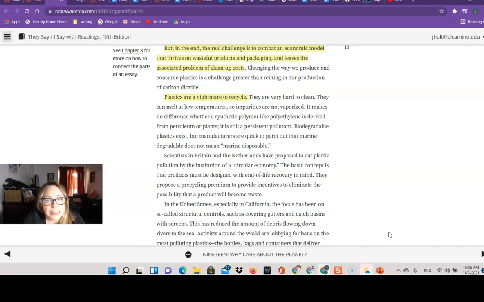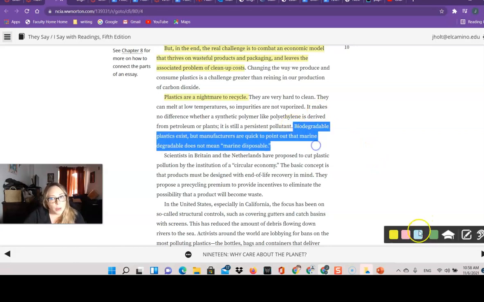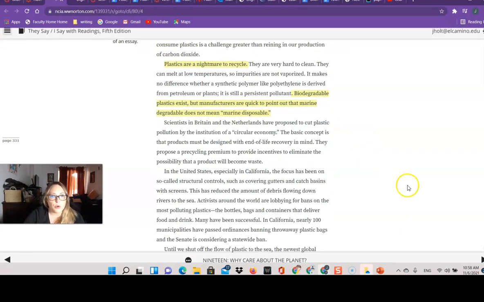They are very hard to clean. They can melt at low temperatures, so impurities are not vaporized. It makes no difference whether synthetic polymer like polyethylene is derived from petroleum or plants. It is still a persistent pollutant. Biodegradable plastics exist, but manufacturers are quick to point out that marine degradability does not mean marine disposable. Right? So we know that all of these other options that people are trying are also a problem.